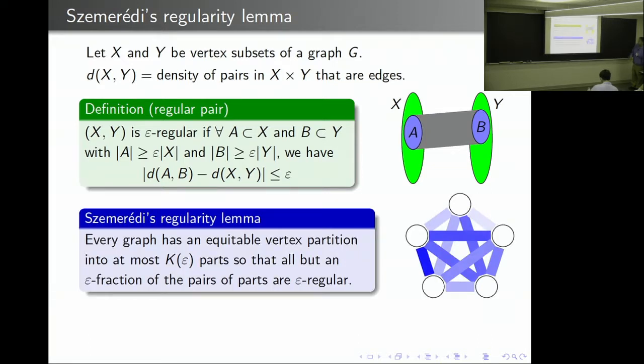And the regularity lemma says that for every epsilon greater than 0, there's a K(epsilon) so that every graph has an equitable vertex partition. So that's a partition of the vertices into equal parts, maybe they differ in size by at most 1 due to divisibility constraints, so that all but an epsilon fraction of the pairs of parts are epsilon-regular.